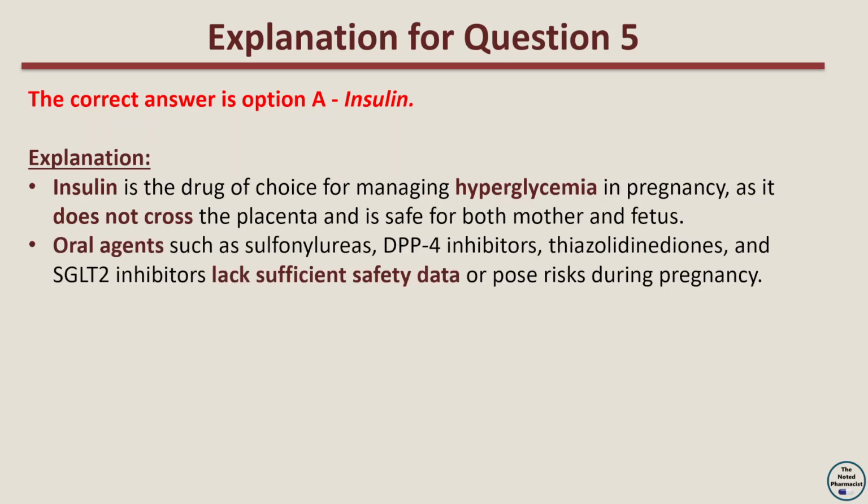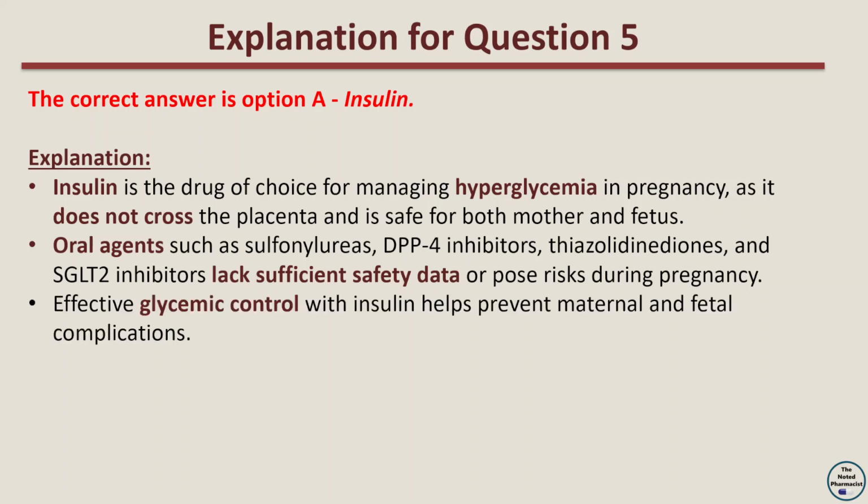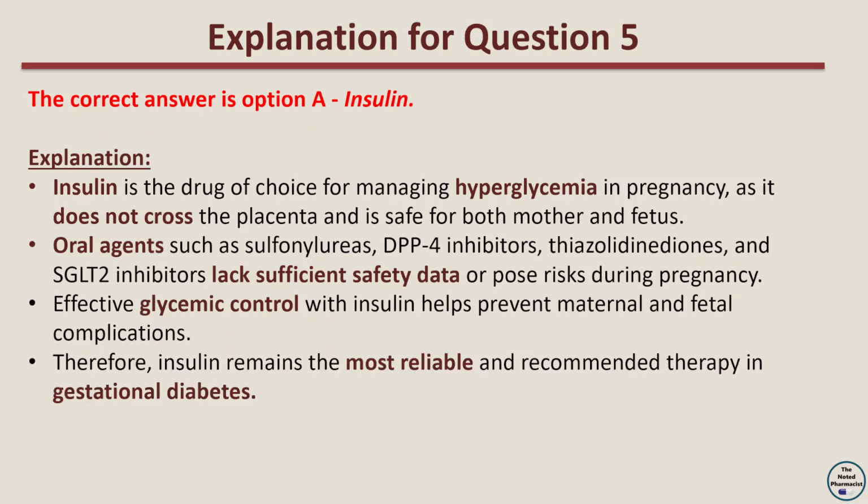Oral agents such as sulfonylureas, DPP4 inhibitors, thiazolidinediones, and SGLT2 inhibitors lack sufficient safety data or pose risks during pregnancy. Effective glycemic control with insulin helps prevent maternal and fetal complications. Therefore, insulin remains the most reliable and recommended therapy in gestational diabetes.